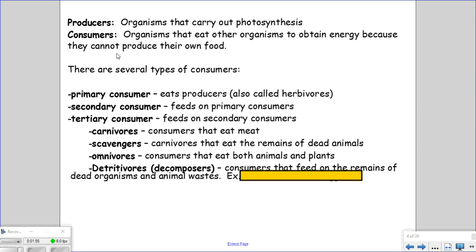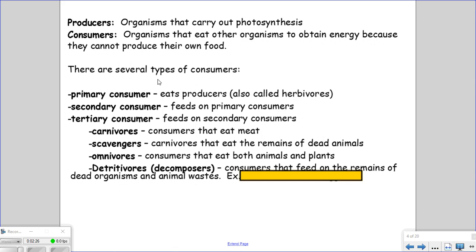So within our food chain, we have different categories of how things get their energy. So there are producers. These are organisms that carry out photosynthesis and they produce their own energy. Consumers are organisms that eat other organisms to attain energy because they cannot produce their own food. And then within the consumers, there are several subtypes. There is the primary consumer, which eats producers, and they are also called herbivores.